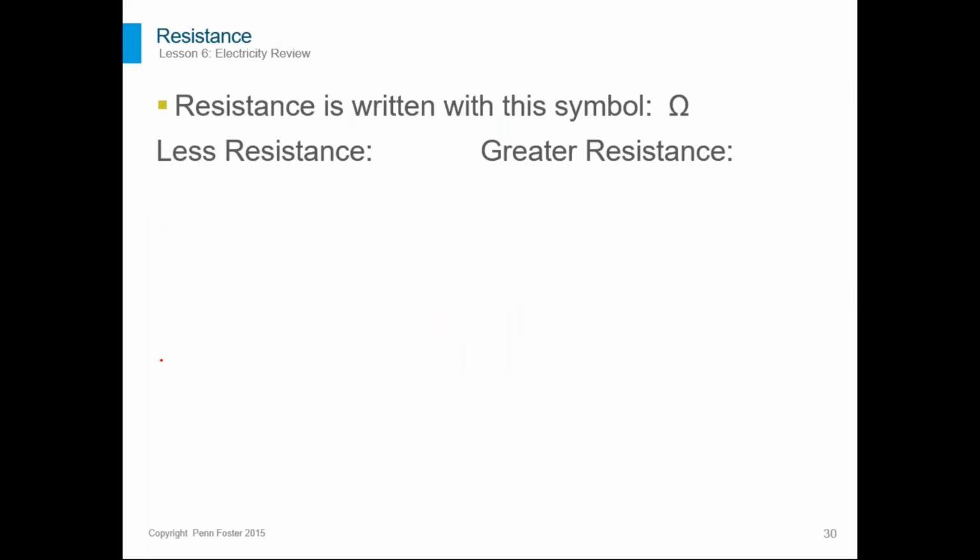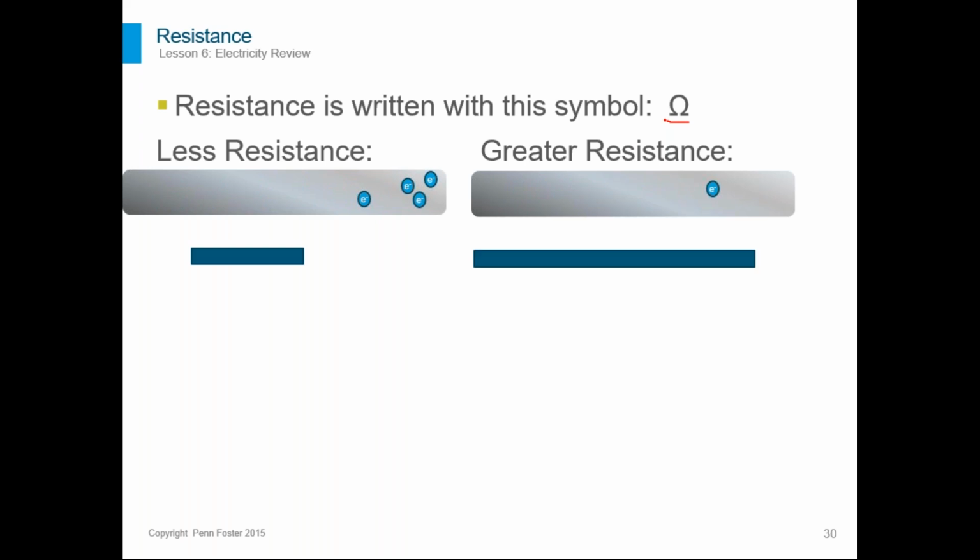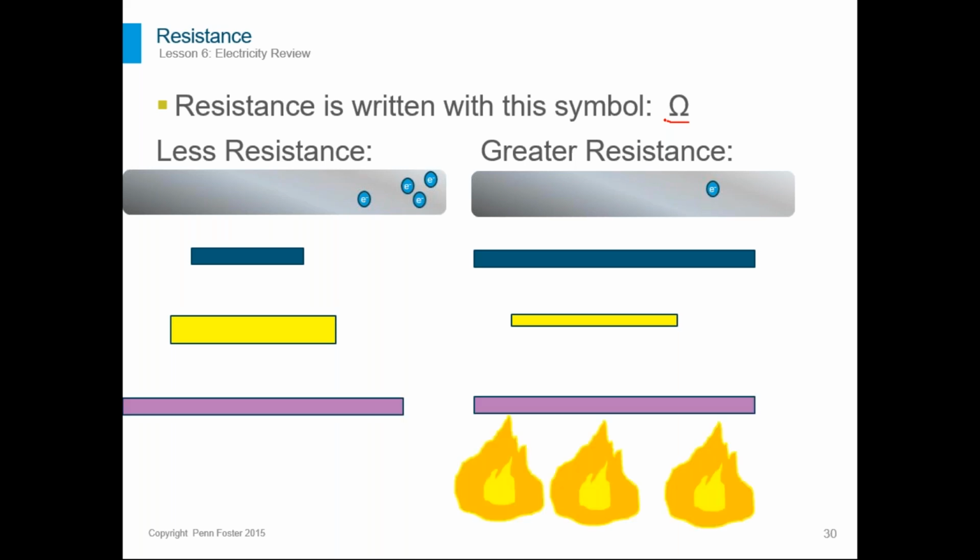Some more about resistance. Resistance is measured in a unit called ohms and is written with this symbol, which is a Greek letter omega. There are different ways to change the resistance. One way is the amount of free electrons. A material that has a lot of free electrons has less resistance than one that has few free electrons. Another way is the length of the material. As you make a wire or other conductor longer, it has greater resistance. Also, the thickness of the material. As you make a wire or other conductor thinner, it has greater resistance. And then temperature. As you make it hotter, it has greater resistance.